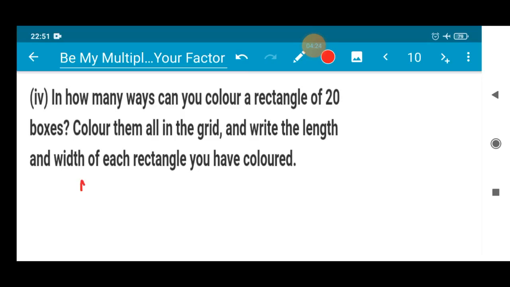So I request you all to do this yourself. You will have fun, and you will understand the meaning of length in a clear manner. So I want you all to do this yourself.